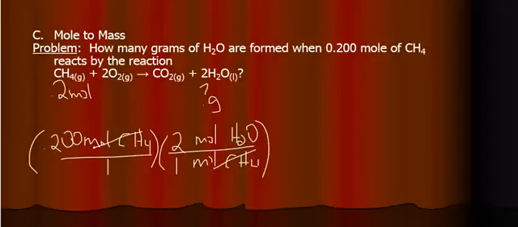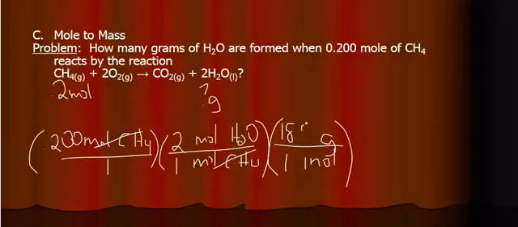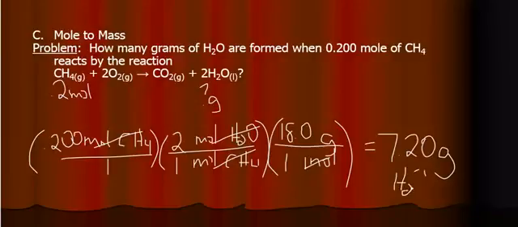I have moles of water, but I want grams of water, so I need to add in one more step and get the molar mass. For water, 1 mole has a mass of, from the periodic table, 18 grams, and that will cancel my moles. So I would form 7.2 grams of water.